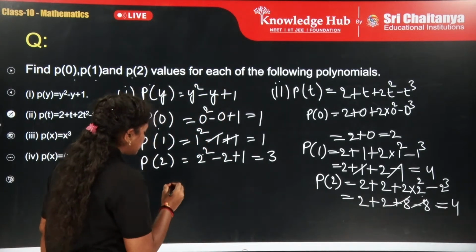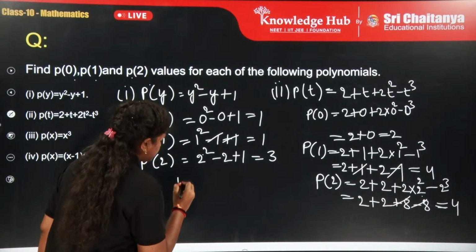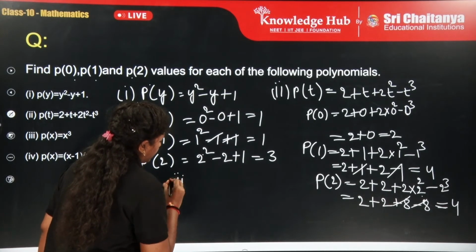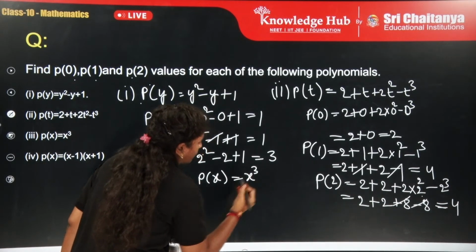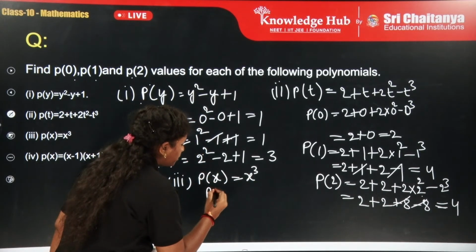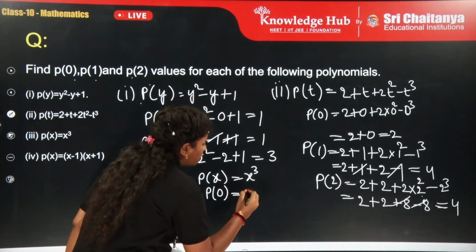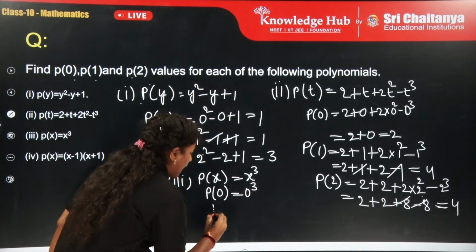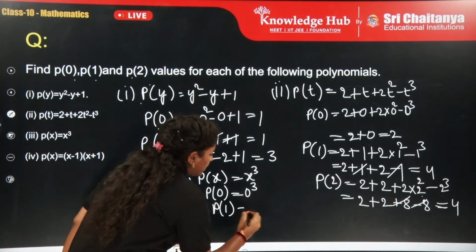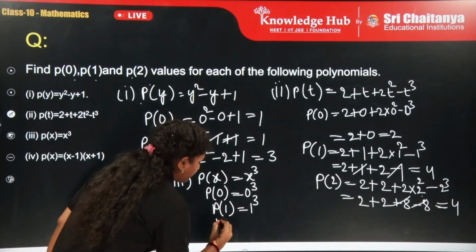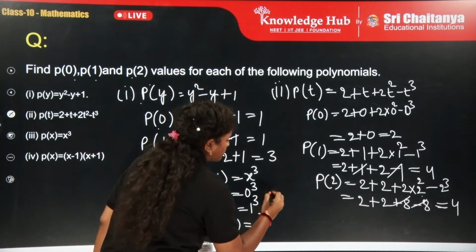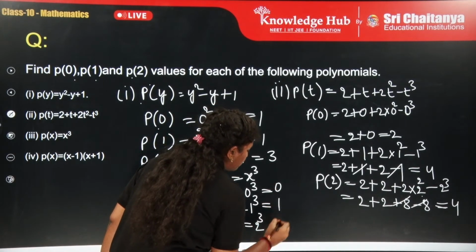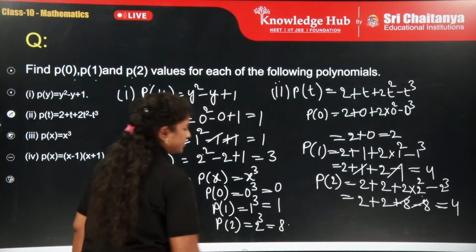So similarly find for the third one, where the third one is given as p of x equals x cube. Okay, so for this we need to find the p of 0. So p of 0 will be given by 0 cube, p of 1 will be given by 1 cube, and p of 2 is nothing but your 2 cube. So 0 cube will be 0, 1 cube will be 1 and 2 cube will be 8.